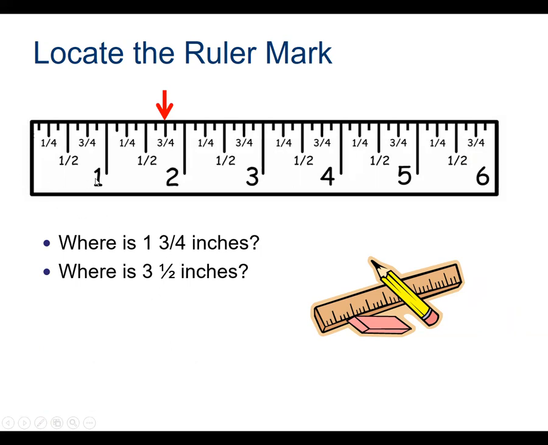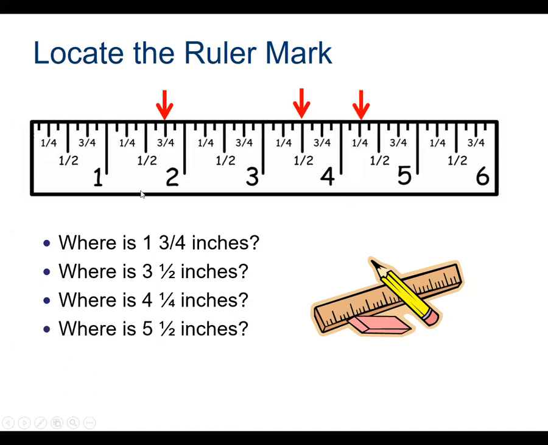Where is 3 1/2? Figure it out. So here's 1, 2, 3. And then after that, we got to find the half. Well, here it is. The half after the 3. So I think it's right there. Perfect. Where's 4 1/4? Again, 1, 2, 3, 4. Where's the quarter? Well, after the 4, the first quarter is right here.